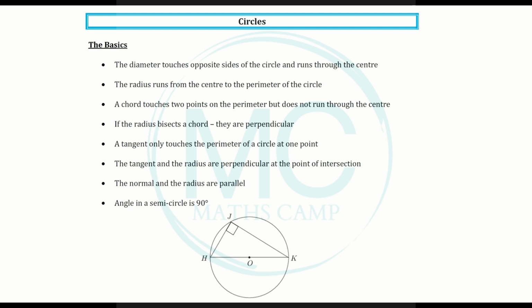An angle in a semicircle is 90 degrees. In the diagram, we have got diameter HOK, and H and K meet at the circumference at J. This creates a 90-degree angle. So in your exam, if you are ever told that 3 points lie on the circumference of a circle and 2 are perpendicular, this means that the third side of the triangle has to be the diameter.